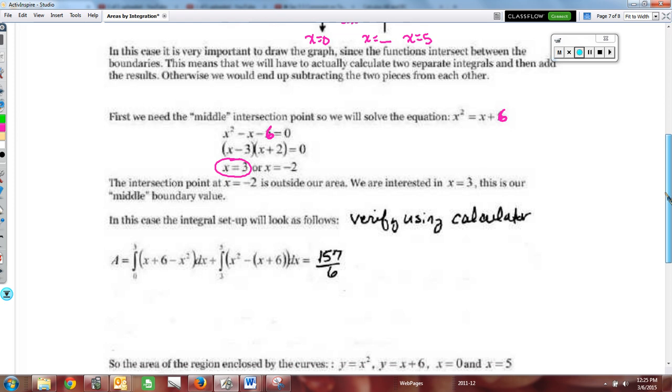So coming down here, notice that I did the line minus the parabola. That was my top minus bottom. And then it switches. I did the parabola minus the line because you need to do top minus bottom. So we've split this into two.